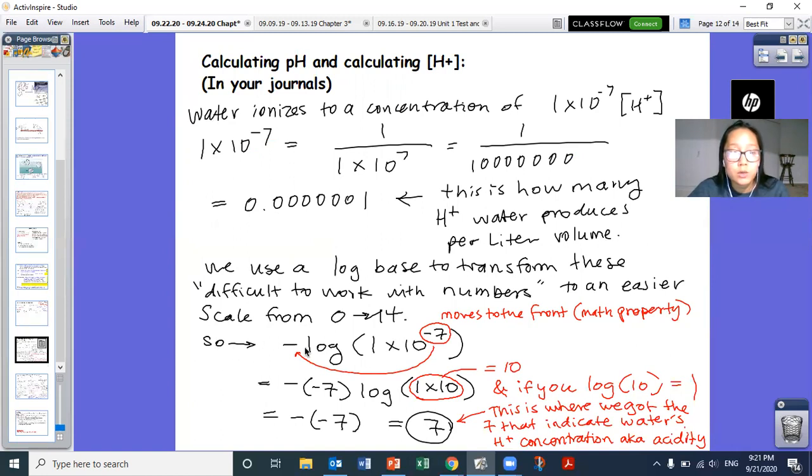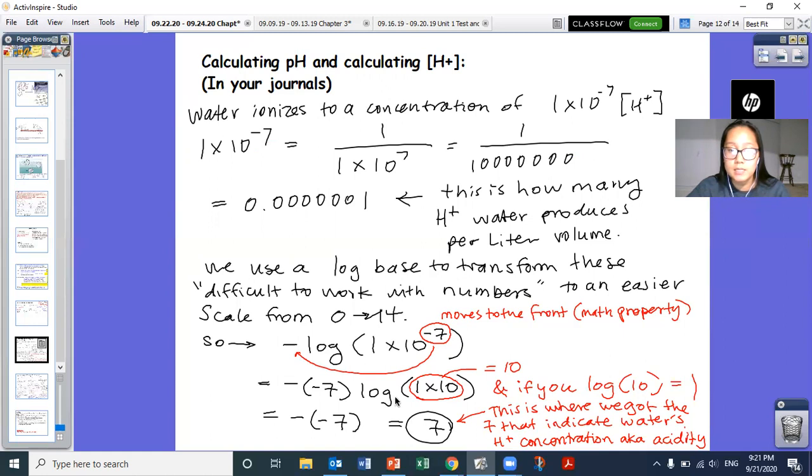So when you use the negative log function on your calculator and you take the negative log of 1 times 10 to the negative 7, the 7 moves to the front during the log function, because that's how exponents move. The negatives actually cancel out in the front, so you don't have to worry about those. That's why it's okay that it's negative here. And then 1 times 10 on a log base 10 is 10, right? But 10 to the 10 is just 1, right?